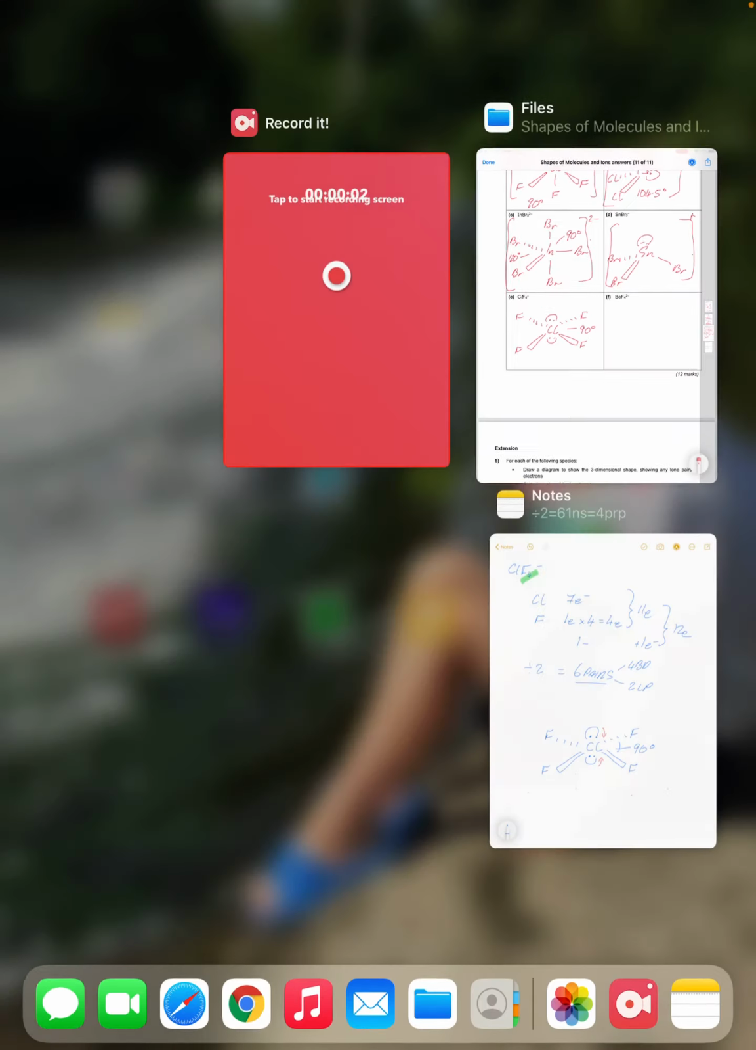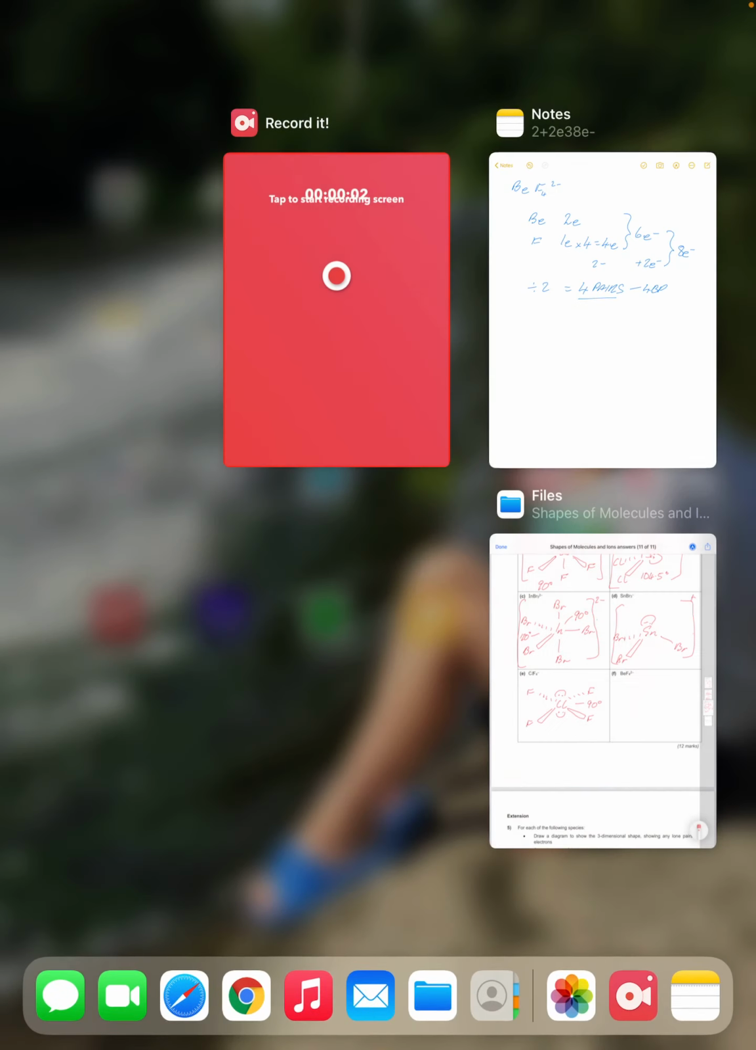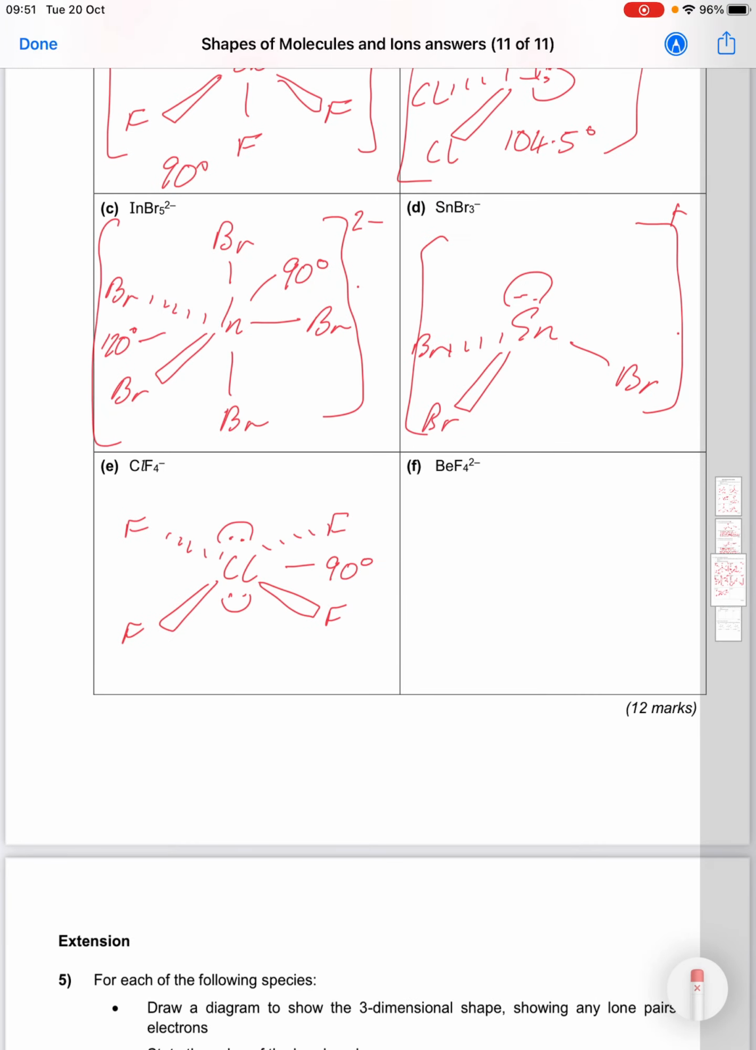Beryllium fluoride with a 2 minus charge. So beryllium is in group 2, so that's 2 electrons. Fluorine forms 1 covalent bond each, so that's 1 electron. There's 4 of them on there, so that's 4 electrons. That's a total of 6. 2 minus charge means I need to add on a further 2 electrons. That's 8. Divided by 2, that's 4 pairs. I only have 4 pairs, so they're going to be 4 bonding pairs, which means it's going to be tetrahedral. So I'll just draw that one straight in.